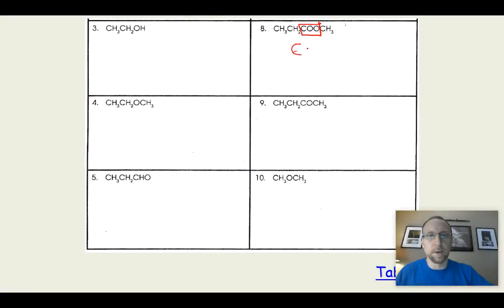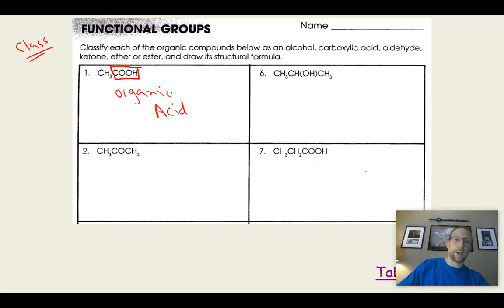All right, so try the other ones out. Box in the functional group, and then just tell me what type of organic compound it is, and we'll go through it. So pause the video, try those out, and then unpause it, and we'll go over it. Okay, so let's look at the rest of these quick. So number 2.